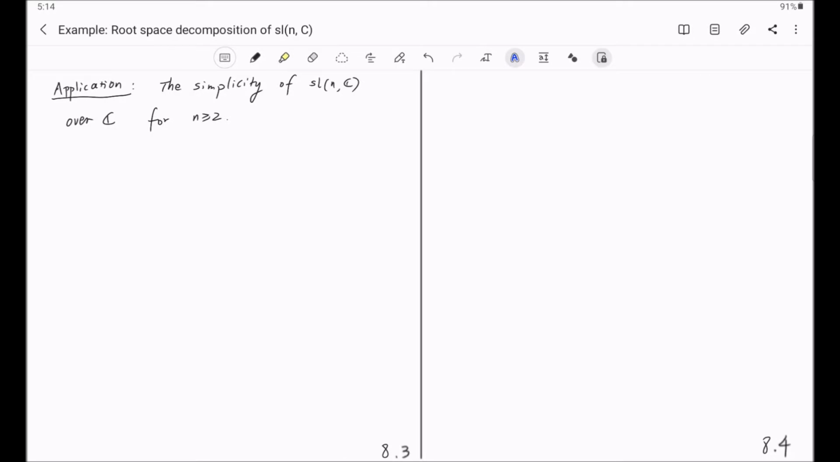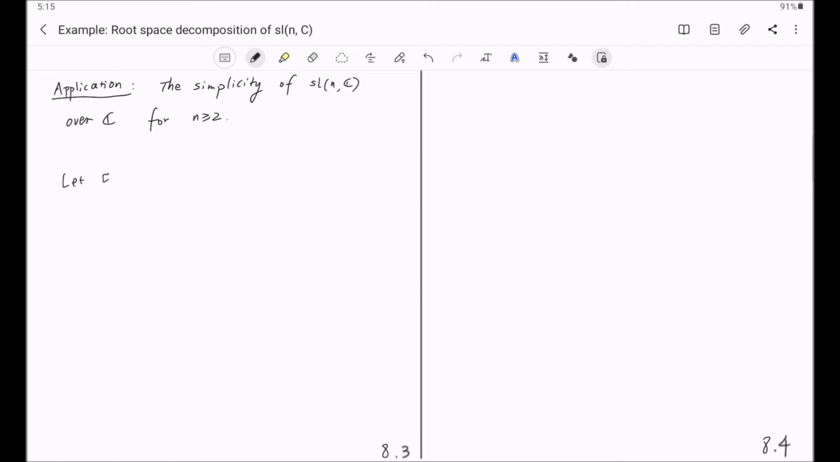In the remaining part of this lecture series, as an application of our theory of root space decomposition of the Lie algebra SL_n(C) over C, we will talk about the simplicity of this Lie algebra SL_n(C) for n greater than or equal to 2. What do we mean by simplicity?